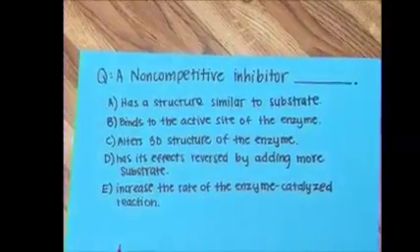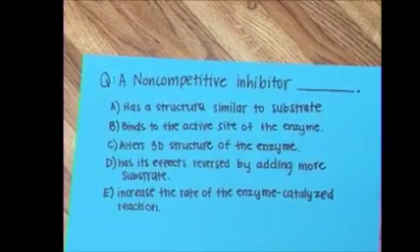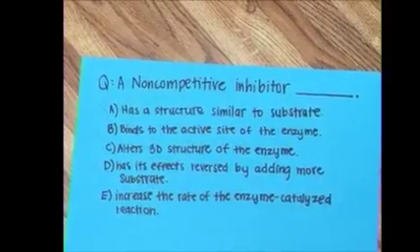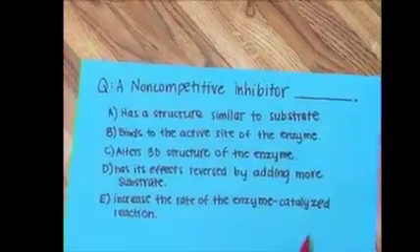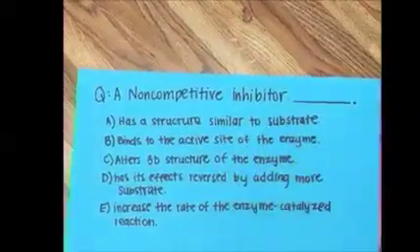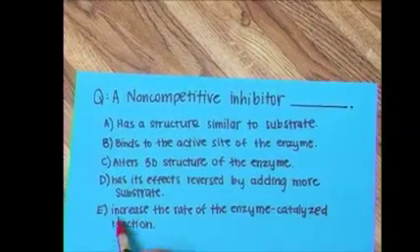D. Has its effect reversed by adding more substrate. That will also be the case for the competitive and not the non-competitive inhibitor. Now E, increase the rate of the enzyme catalyzed reaction. If we go back to the question, it says inhibitor, so it will inhibit the reaction, which will always decrease and not increase.